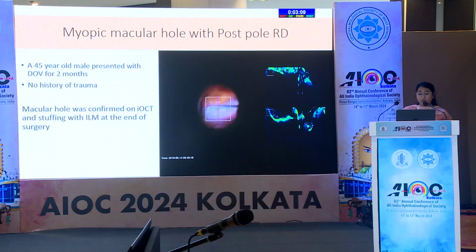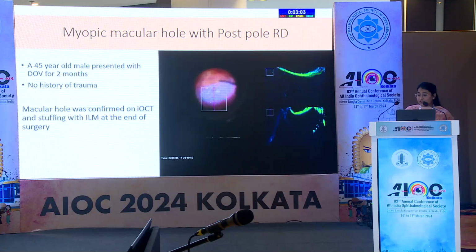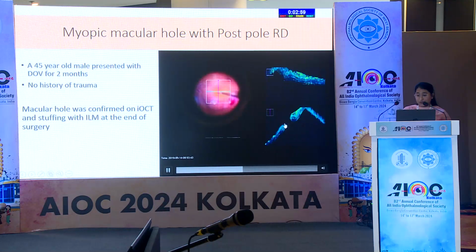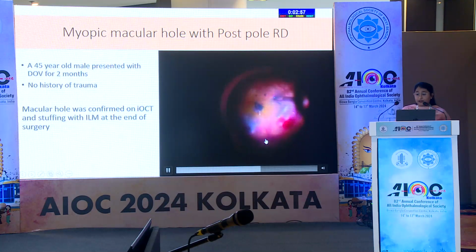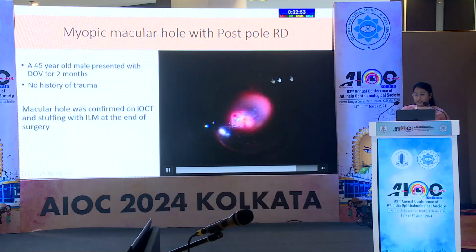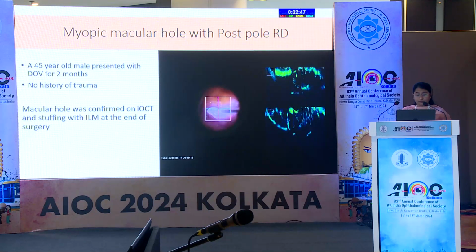The second case would be a myopic macular hole with a posterior pole RD. So in this case, after posterior vitreous detachment, we can see the macular hole clearly on the IOCT. We went ahead, stained it, put PFCL in, did a peeling. At the end of surgery, the stuffed ILM could be seen very clearly on the IOCT.